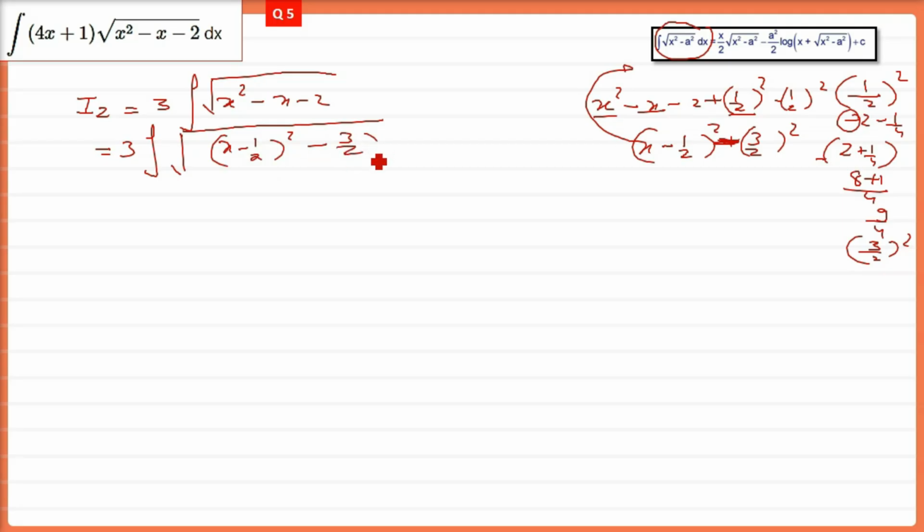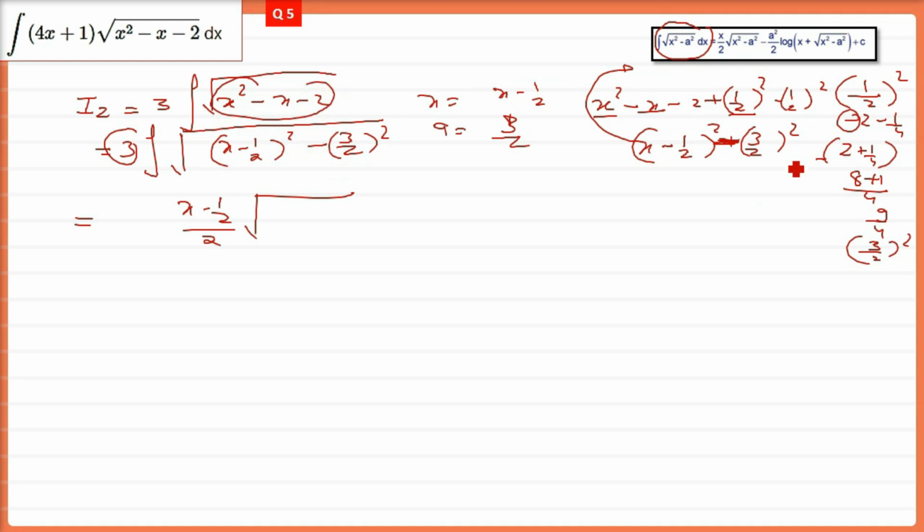So we are actually integrating √((x - 1/2)² - (3/2)²). In this case, x will be taken as x - 1/2, and a will be taken as 3/2. So we'll deal with this 3 later. So (x - 1/2)/2 times √(x² - a²), which is essentially √(x² - x - 2) only. This is x² - x - 2.